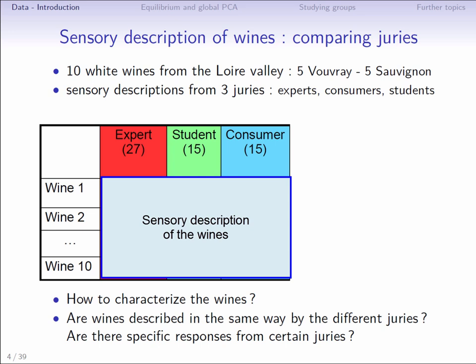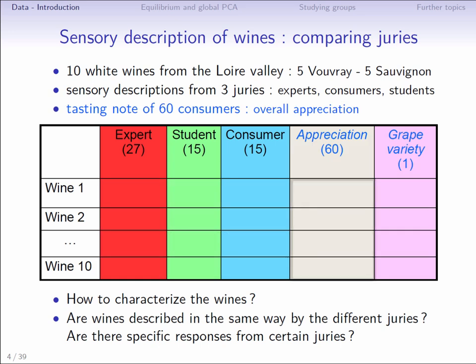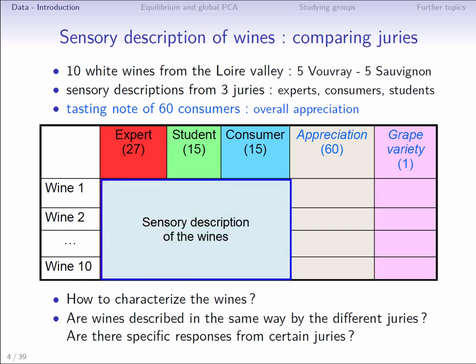To deal with such problems, we will focus on the data table that brings together the data from the 3 juries. We also have an evaluation of the appreciation of each wine by a jury of 60 consumers. In this table, rows correspond to wines and columns to consumers, and each entry corresponds to the score for a given wine for a given consumer. We consider this set of variables for illustrative purposes because here we are focusing our attention on sensory descriptions only.